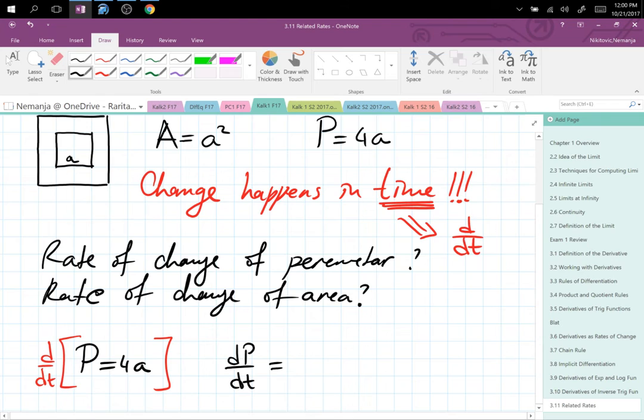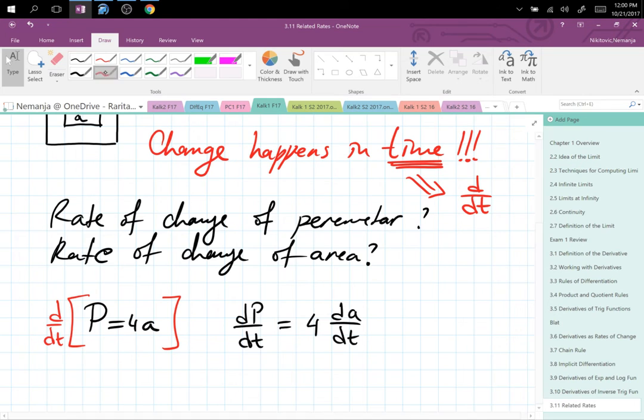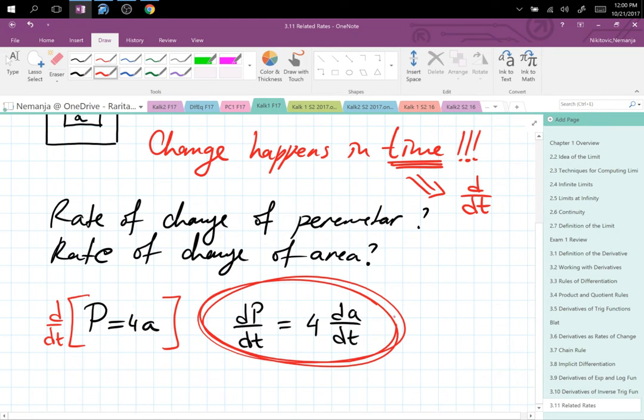On the other side, you have 4. Derivative of A is 1, and you follow with dA dt. This formula here is called related rates. You have a rate of change of perimeter and the rate of change of the length of a side, and they are related by times 4.